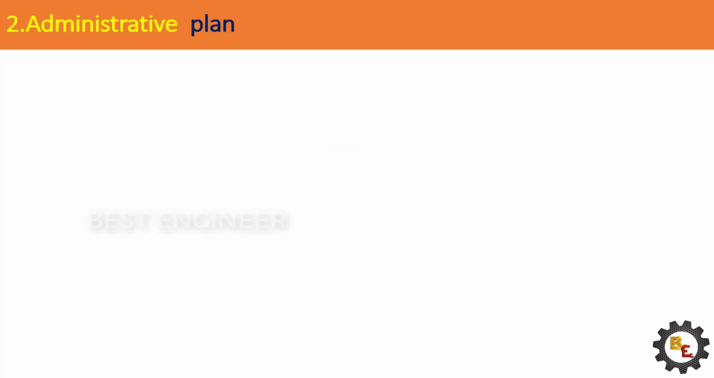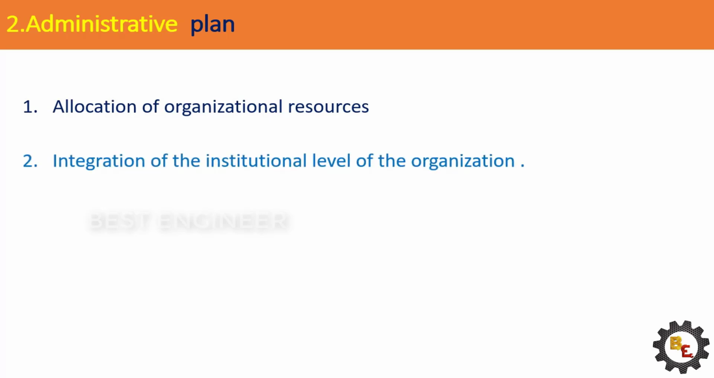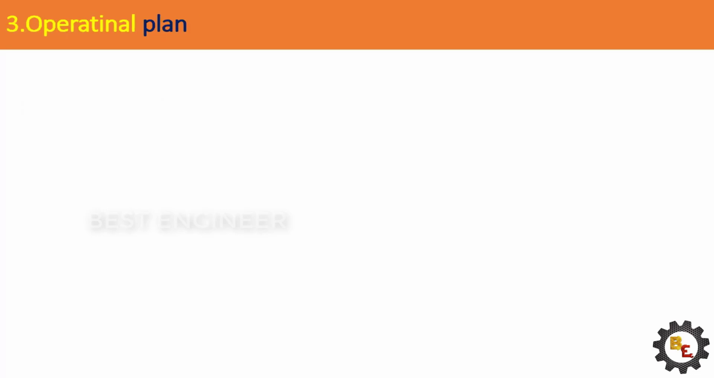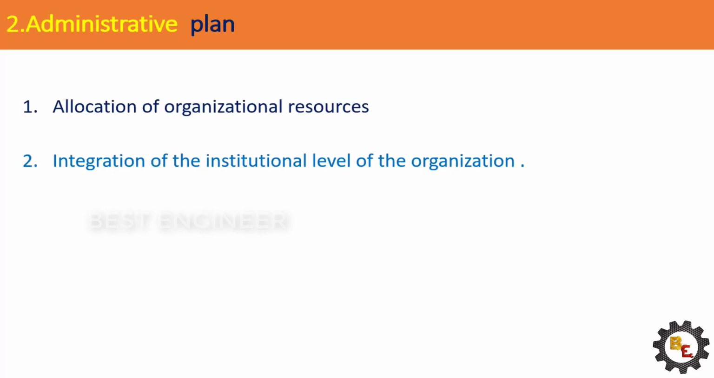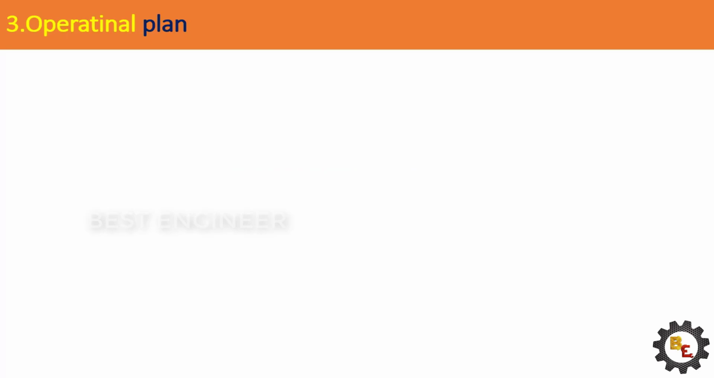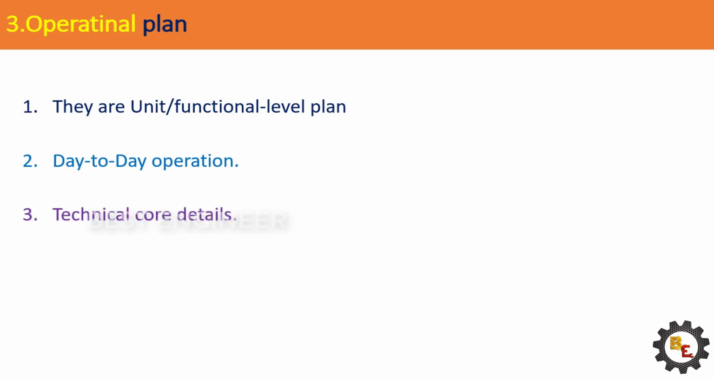Next one is administrative plans. These plans specify the allocation of organizational resources to internal units of the organization. Also, they address the integration of the institutional level of the organization. Examples: vision formulation and implementation. Next, let us see the third one, operating plans. They are unit or functional level plans, day-to-day operation plans of the organization. This contains all technical core details. Operational plans are short-range, less than a year planning. This plan is designed to develop specific action steps that support the strategic and tactical plans.